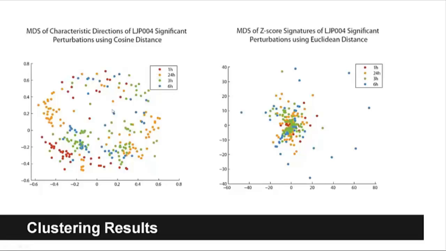Here, I color the same set of dots by time points instead of ligand class. You can see that for some ligands, they are separated by time points. These are the perturbations at time point 1, and these are the perturbations at time point 24. But if you use the z-score signatures, it looks pretty much random. You can't see any patterns from this MDS plot.